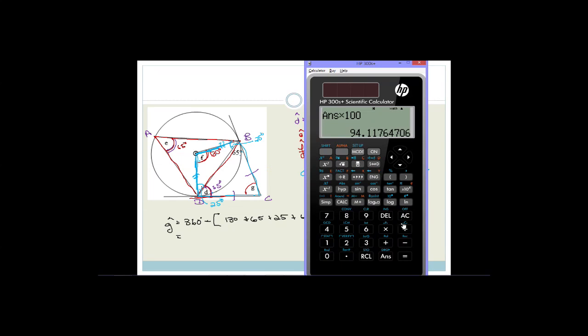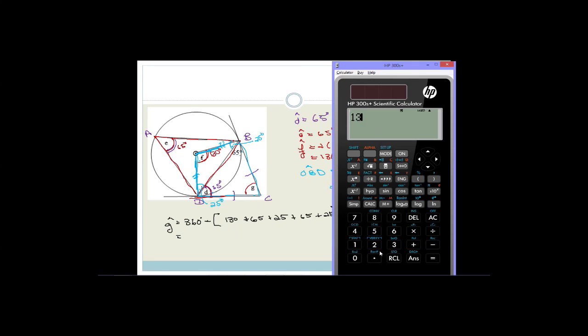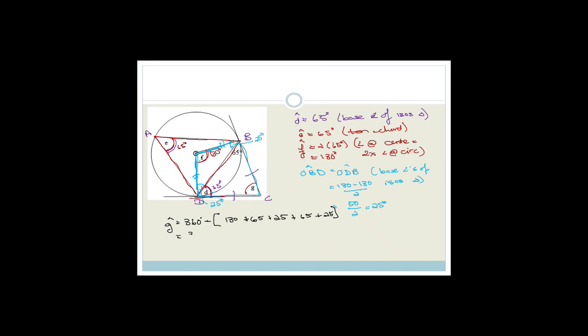There we go. And we're going to go 130 plus 65 plus 65 plus 25 plus 65 plus 25 equals 310. So therefore this is 360 degrees minus 310 degrees, which equals 50 degrees. So G equals 50 degrees.